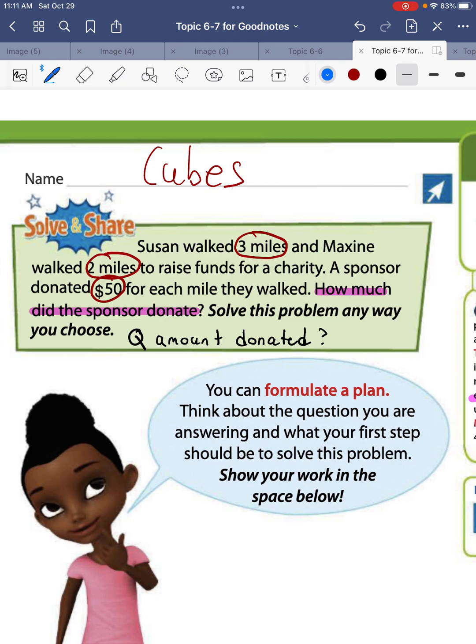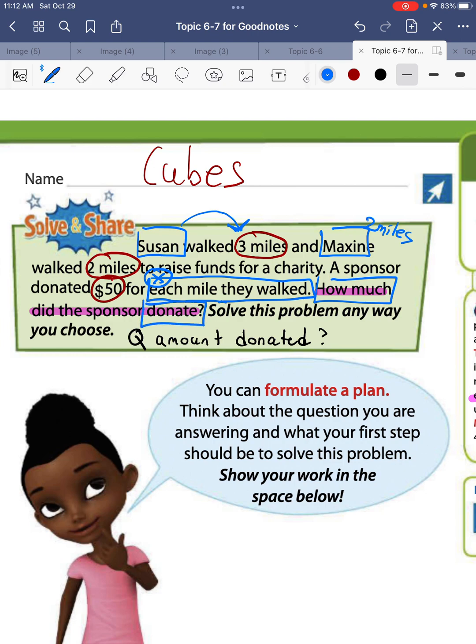So I'm going to box in Susan because I know that Susan walked the 3 miles. Okay, I'm going to box in Maxine. She walked the 2 miles. I'm just going to put 2 miles here next to her name. I'm going to box in each mile. I'm going to box in each mile they walked. Each tells me that I can possibly be multiplying in this problem. And I'm going to box in how much donate.